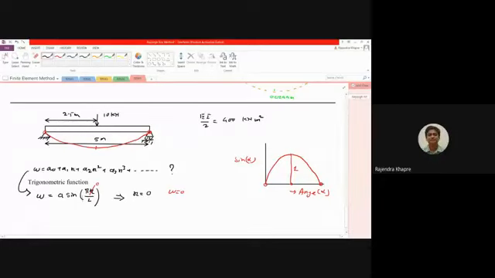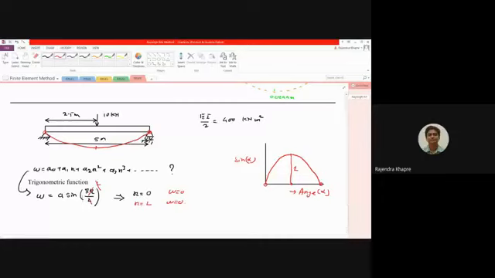Now, if I substitute the x value as L, at this particular end, this L and this L will be cancelled, and what you are going to get is nothing but sine of pi. Sine of pi is nothing but sine of 180. And again, you will find the value at a distance L as 0. I'm not talking about 5 meters or 4 meters, I'm talking about the length of the beam.